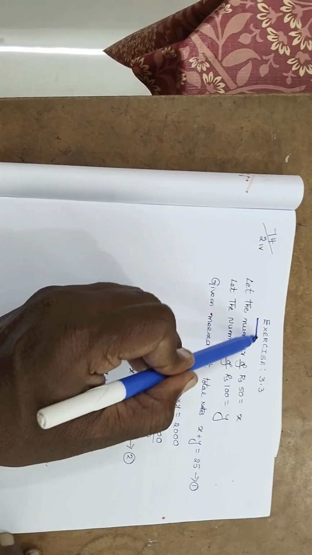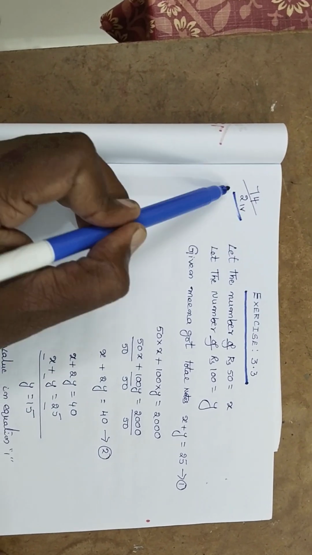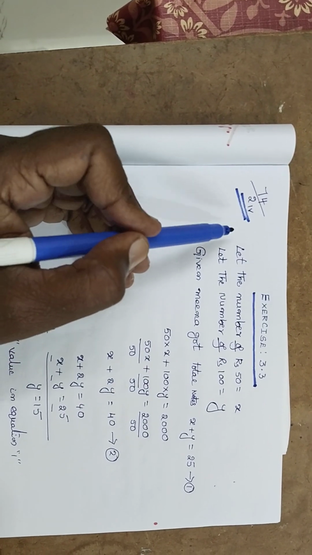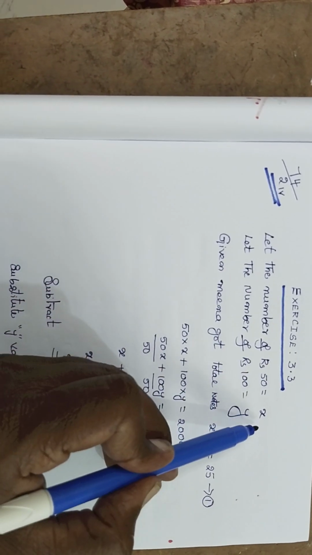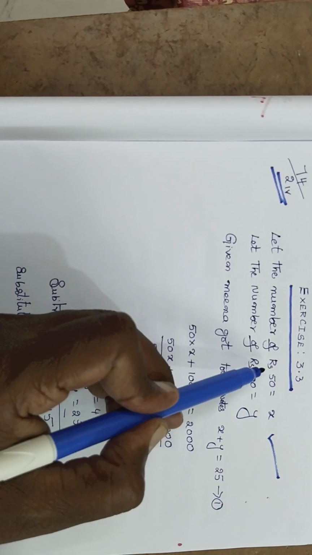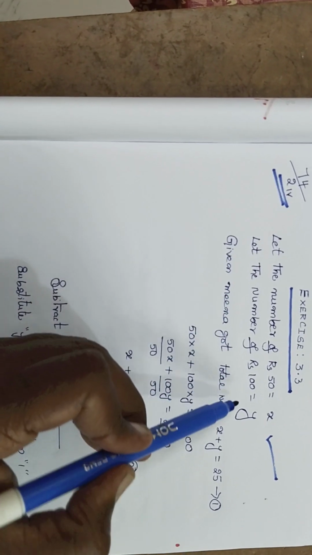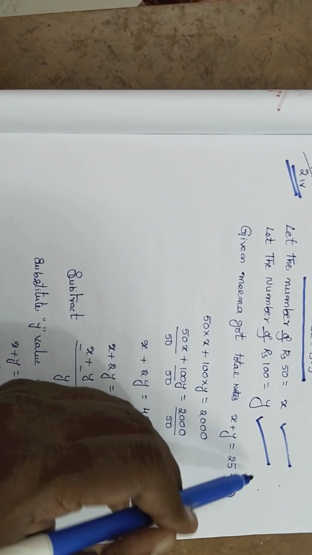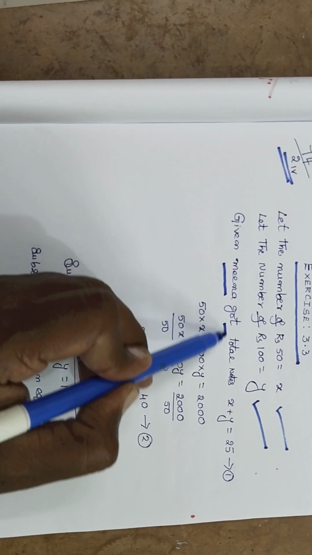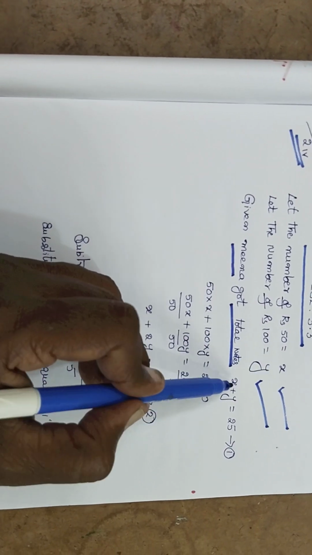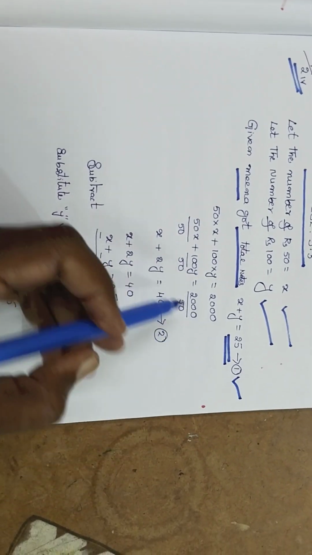So this is exercise 3.3, page number 74, second one, fourth problem. First, let the number of 50 rupees notes be x. Let the number of 100 rupees notes be y. Given Meena got total notes, x plus y is equal to 25 notes. Equation 1.